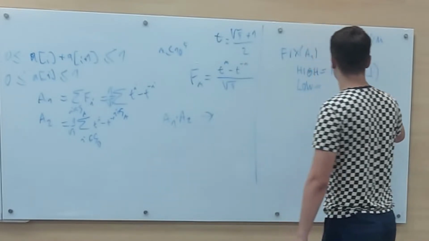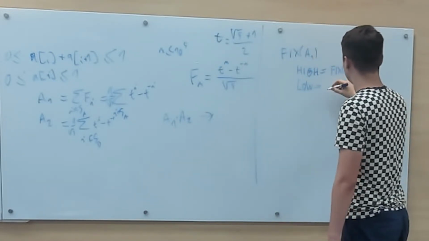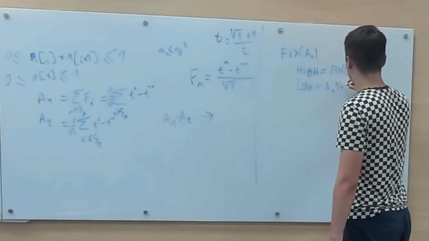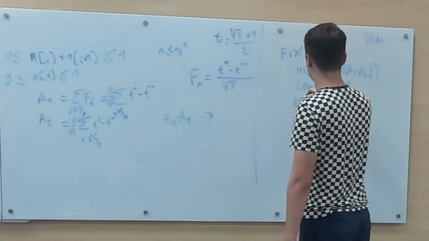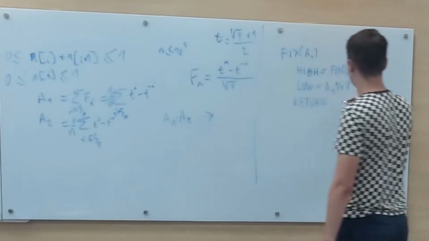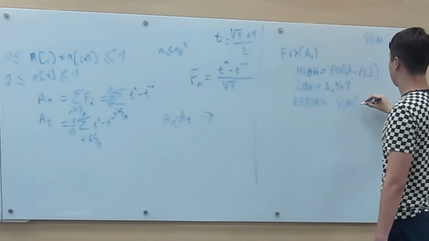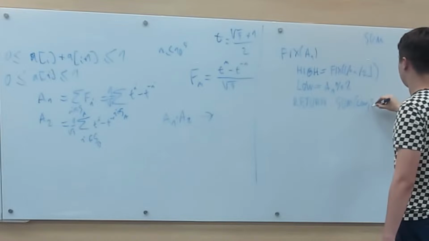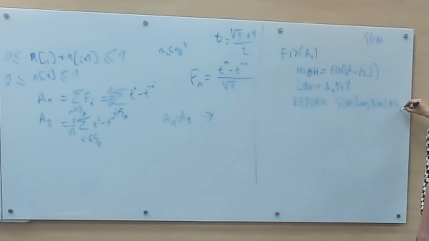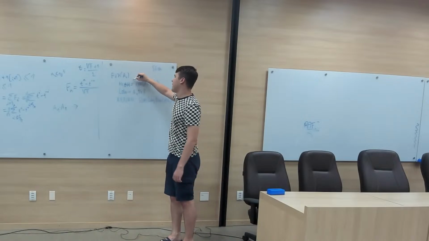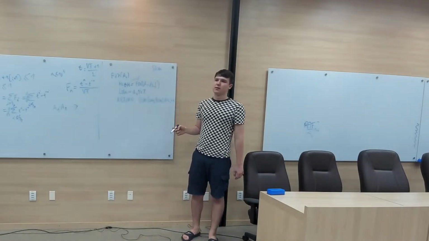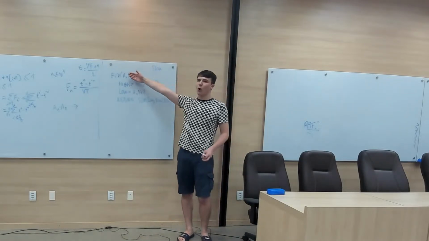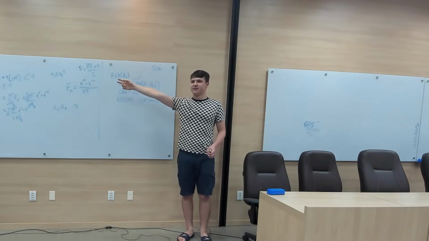Low is equal to a1 modulo 2, and we return sum low, sum high, high, right? And in that way, also if it's empty, then return something, but whatever, right? So this fix always returns a fixed version.